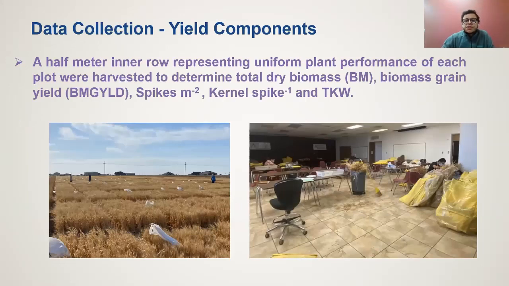For yield components, we randomly cut a half meter of inner row from each plot in order to get data for total biomass yield, grain yield, kernels per spike and 1,000 kernel weight, and also number of spikes and enough seed sample for some seed traits. After we cut the plants, we put them into an air dry room, 3 days at 60 degrees Celsius, to get more accurate data. And then we measured all the data.